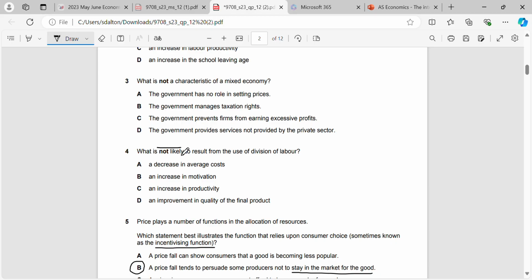Question 4. What is not likely to result from the use of division of labor? That would be an increase in motivation. Division of labor is likely to decrease average costs, economies of scale. It is likely to increase productivity as workers get to focus on a specific task, and it is likely to improve the quality of the product, but it is likely to decrease the level of motivation due to the repetitive nature of having to do the same tasks over and over again.